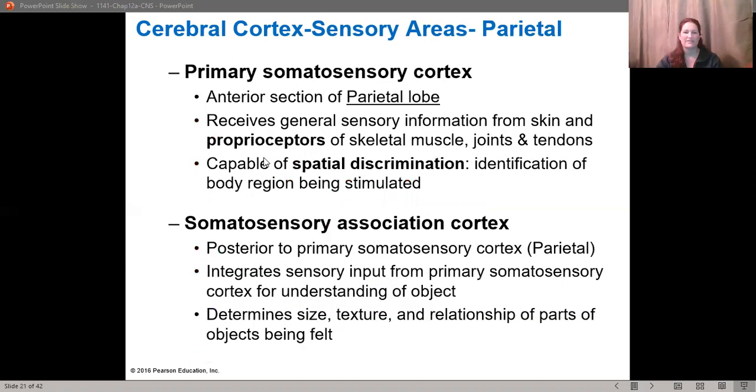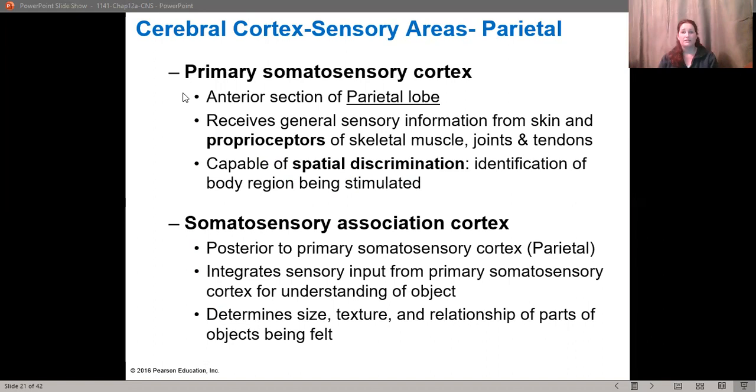Okay. If we're looking at the parietal lobe, just on the other side of the central sulcus is the primary somatosensory cortex. It is going to receive sensory information from the skin and from proprioceptors that are found in skeletal muscle, joints, and tendons.